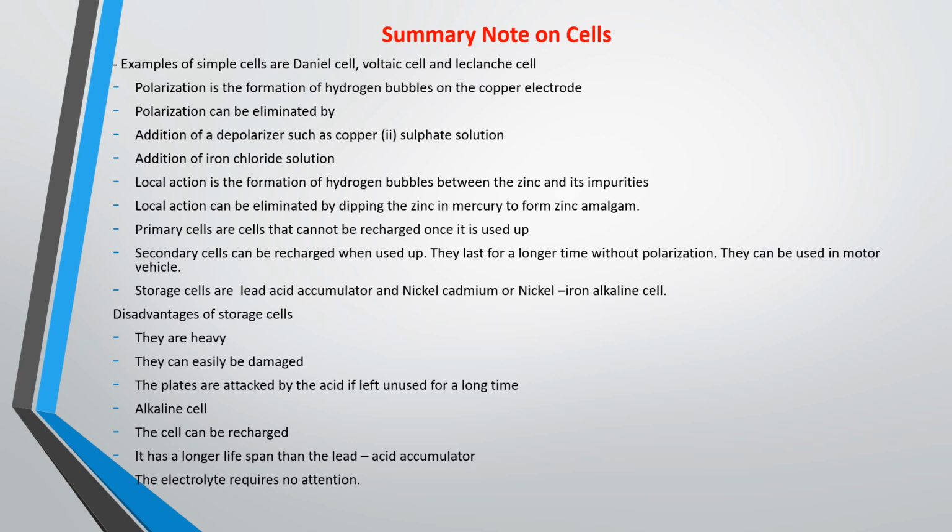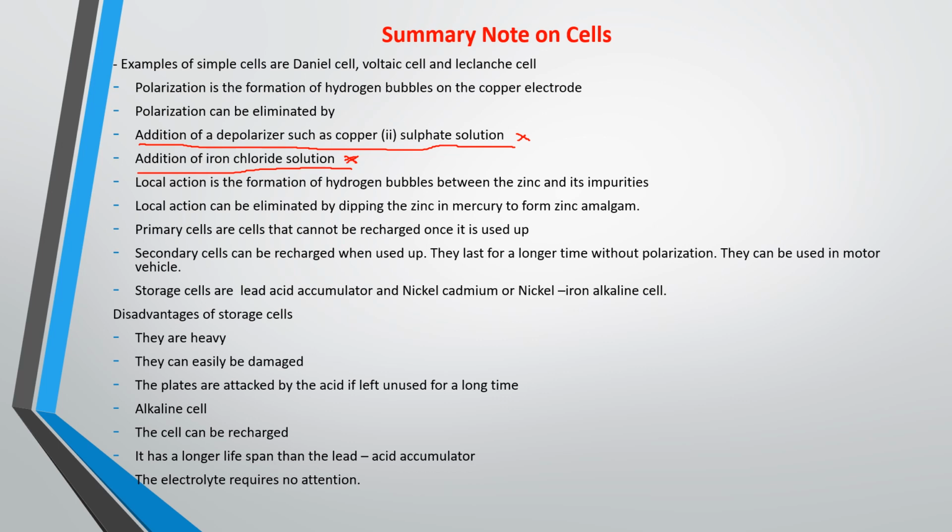Polarization can be eliminated by the addition of a depolarizer, and that is the copper(II) sulfate solution for the Daniell cell. You can also remove it by adding iron chloride. These are what you can use to remove polarization, the formation of hydrogen bubbles on the positive plate.